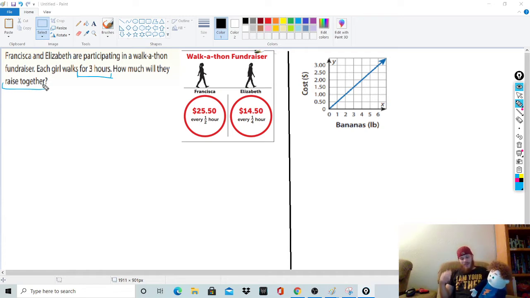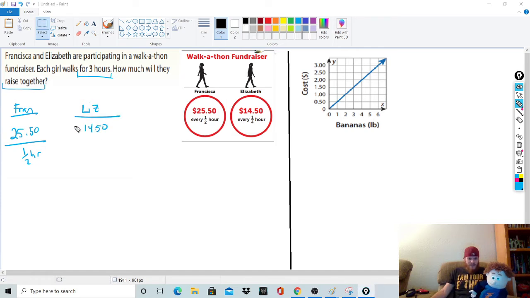Okay, so the first step, finding that unit rate. I look over here and I notice I've got Francesca. I'm going to call her Fran, just a shortcut. She does $25.50 for every 1/2 hour. And I have Elizabeth, good old Liz. She does $14.50 for every 1/4 hour, or quarter hour.